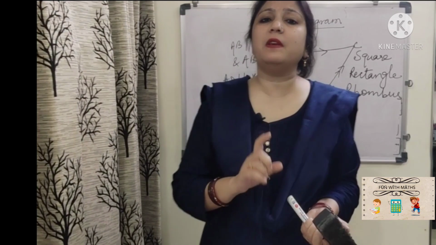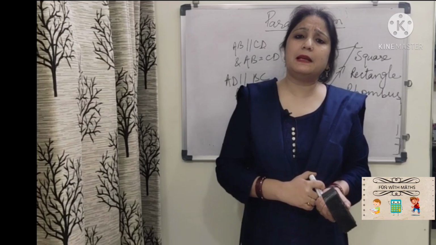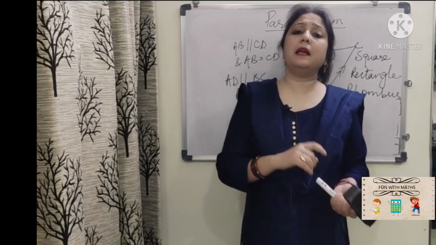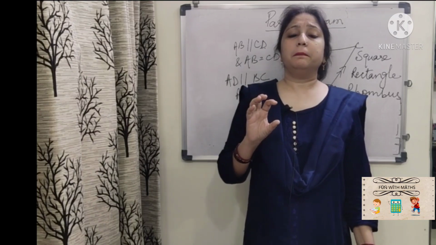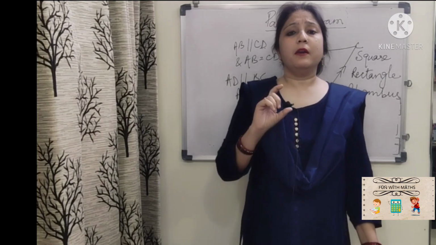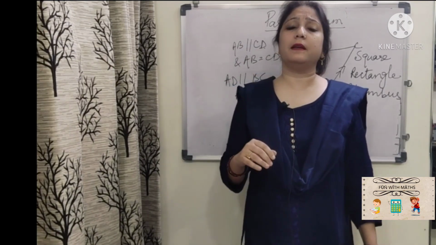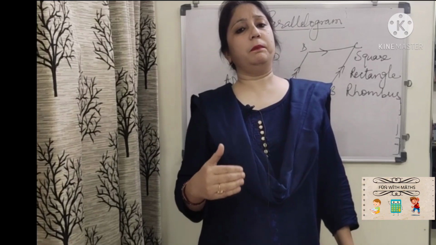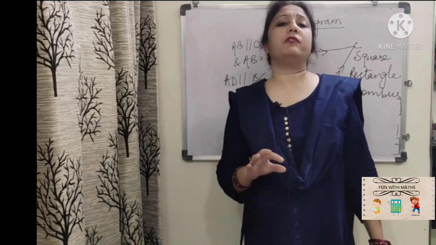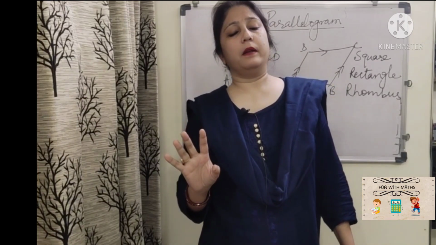Whereas a trapezium is only a quadrilateral because it has exactly one pair of parallel sides. Pay attention to my words. A trapezium is only a quadrilateral as it has exactly one pair of opposite sides parallel. The other pair of opposite sides is non-parallel.